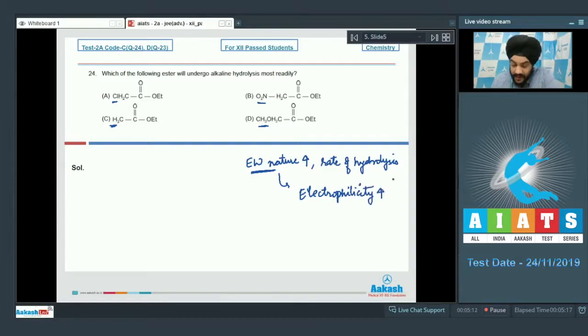So students, we know that the most reactive among these given esters is going to be the one which has a nitro group attached to it, because it exerts the greatest minus I effect as compared to the other groups which are given to us. So students, for question number 24 we have to mark the correct answer as option B. Let us look at the next question now.